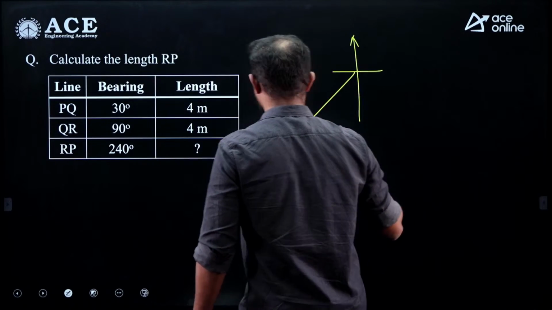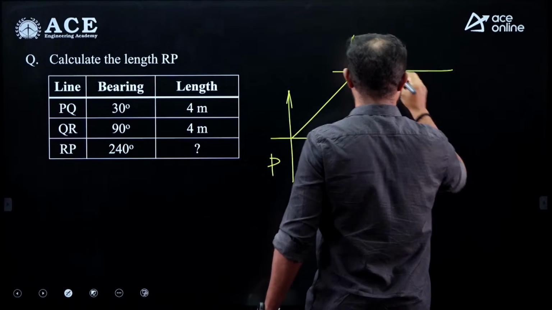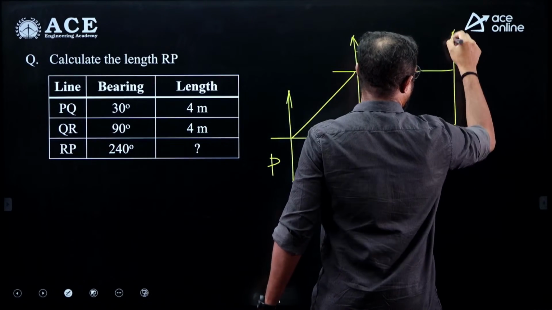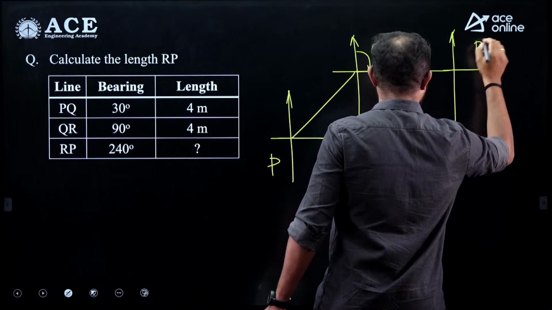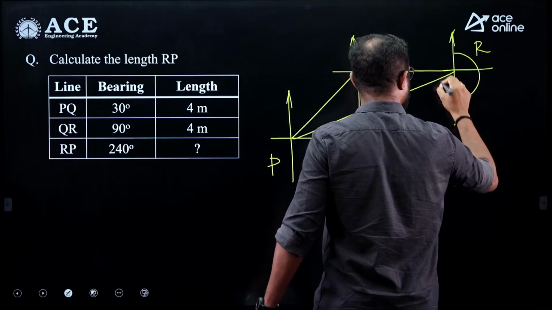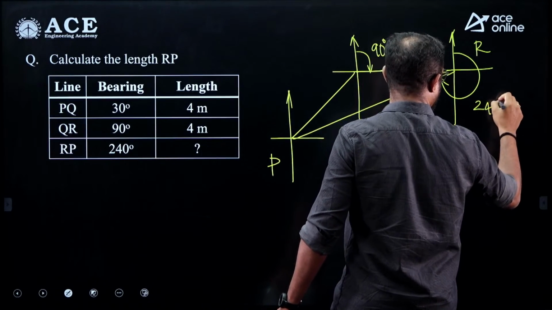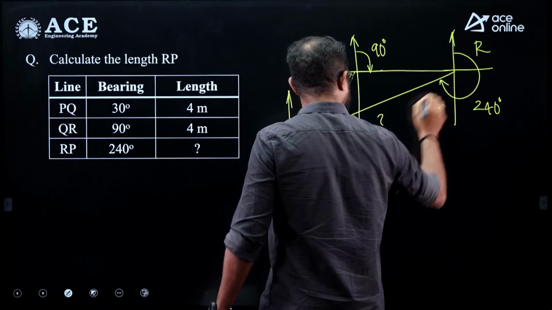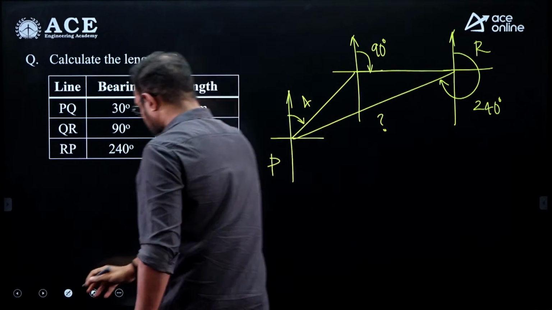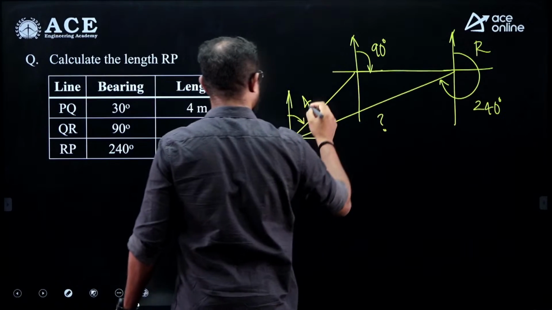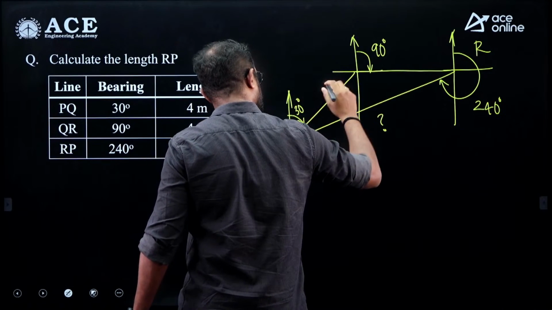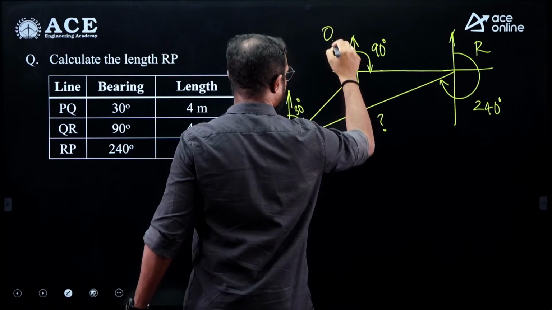Next line is what? Having a bearing of 90 degree. So it should come like this. This is 90 degree bearing. This is also 4 meter. And this is my point R. And RP is having a bearing of 240 degrees. So this angle is equal to 240 degrees. They are asking you for this length of the line RP. This bearing is given to you as 30 degrees. So this is 30 degrees. This is 90. This is point Q.